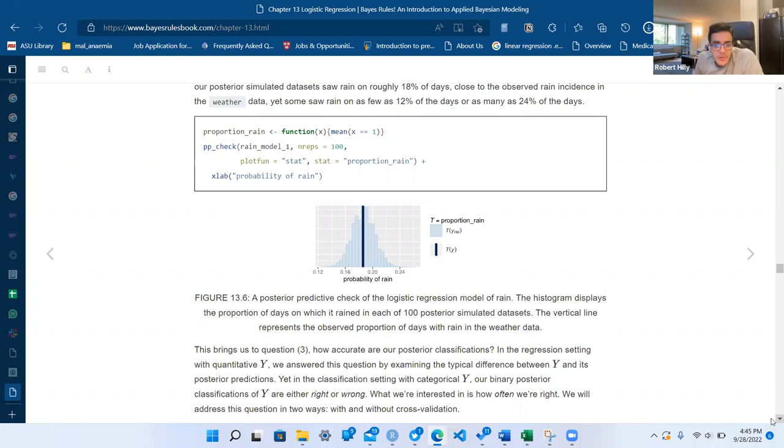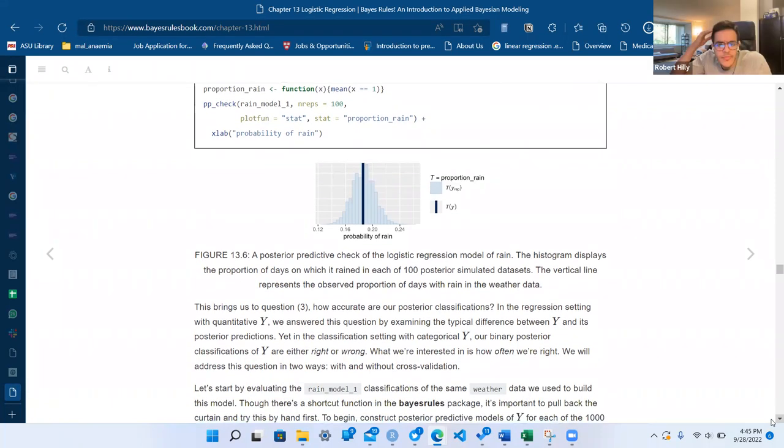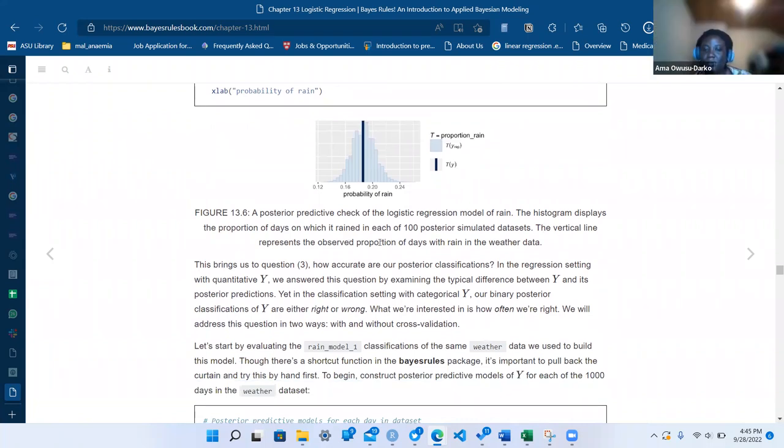Not bad. I mean, it seems reasonable. We're saying that the proportion probability range could be anywhere from like 13-ish to 24, just eyeballing it. We then see that we are indeed recovering the actual, so that dark navy line is what we actually observed. Yes, the vertical line, the observed proportion of days. That's also a good thing. Is our model recovering our observed data? So it does seem reasonable, though whether it is depends on what you're working on. But it looks good to me, with my no knowledge about rain and weather.